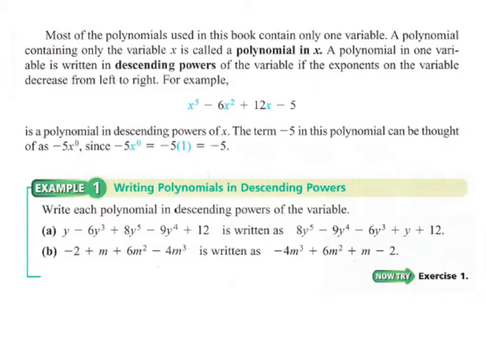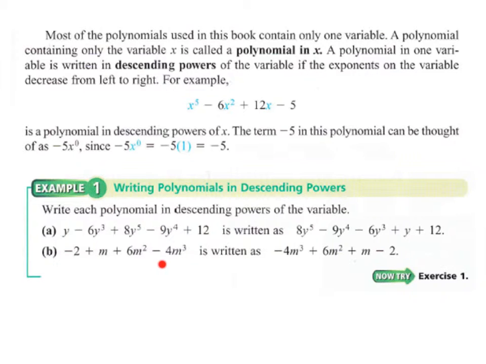What we're looking at here is writing polynomials in descending powers. So you can see, for example, A here, we've got our different terms of our polynomial. Highest degree is 8y to the fifth, so you rewrite it starting with that one. Then the minus 9y to the fourth goes second, minus 6y cubed goes third. We don't have a y squared term, so just plain y is next, and then last would be just the plain 12.